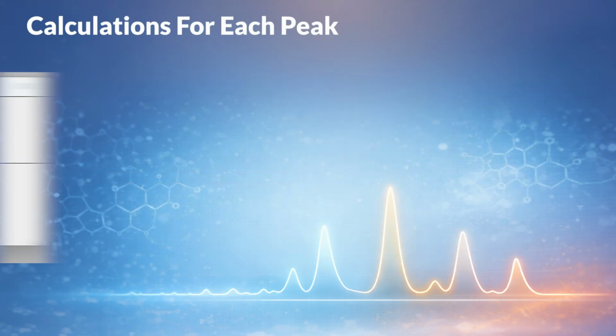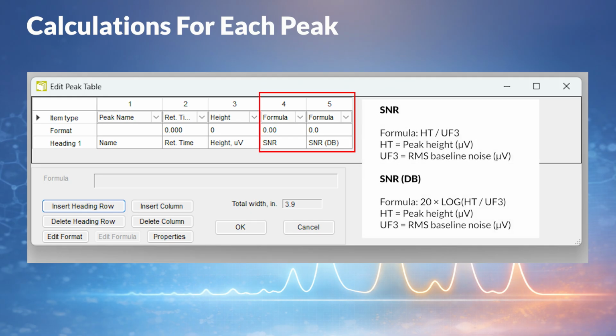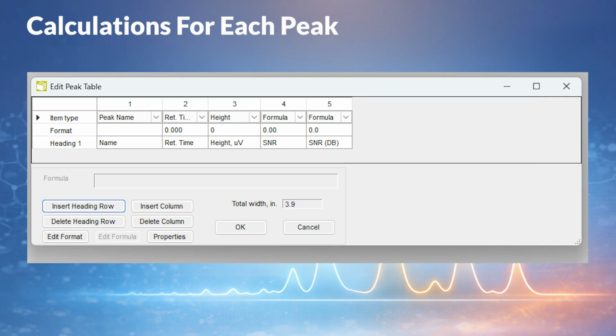Calculating signal-to-noise ratio for each peak. With RMS noise defined, signal-to-noise ratio is calculated for each peak using peak height. Peak height is measured in detector voltage units and represents the amplitude of the chromatographic signal above baseline. Because peak height and RMS noise share the same units, the resulting signal-to-noise ratio is physically meaningful and directly reflects detector performance. The same noise measurement is applied consistently to all peaks in the report.